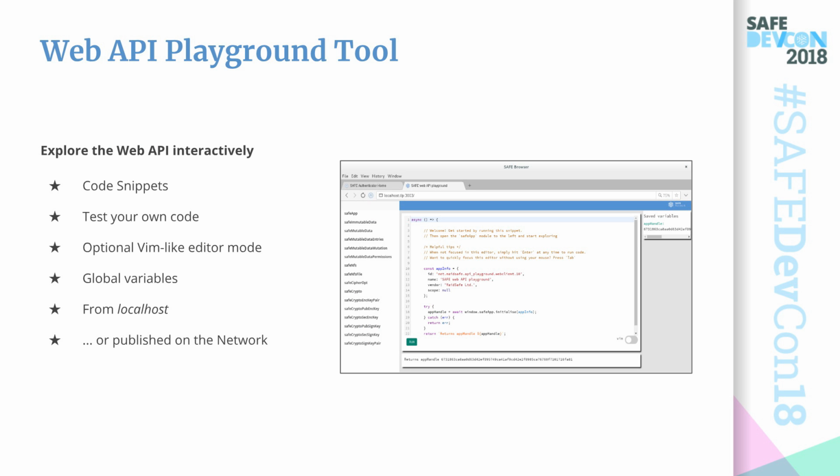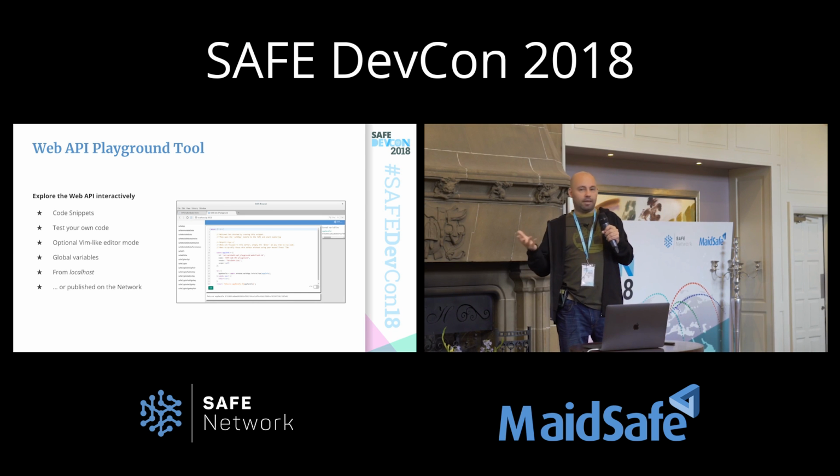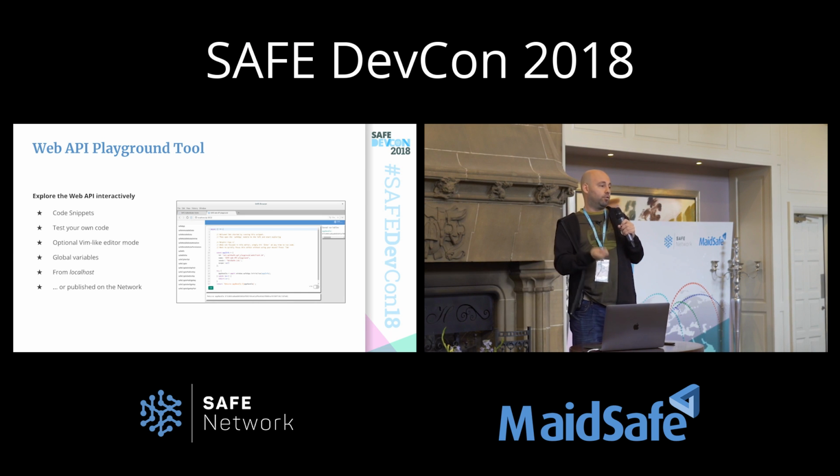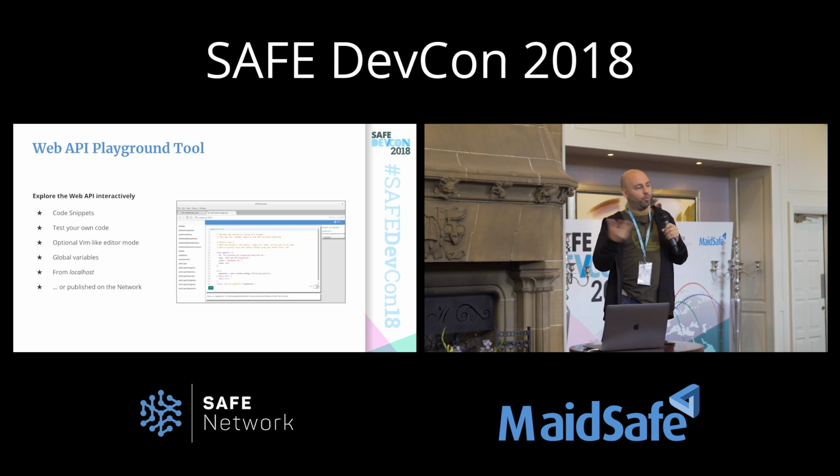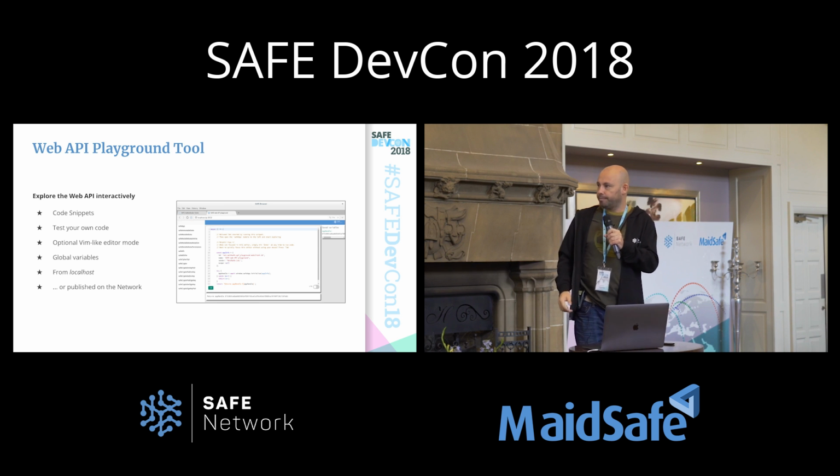Then we have the Web API Playground tool, which is a web app that allows you to try some snippets that it already provides. For each of the functions in the Web API, you're going to find a snippet of code there that you can run, or you can modify it, or copy and paste your own code, and test basically all the code of your application that needs to use the API before you actually put it in your app. So this is a really cool application, and you can also run it from the localhost, or if you want to publish it on any of the test networks, you can do that as well.